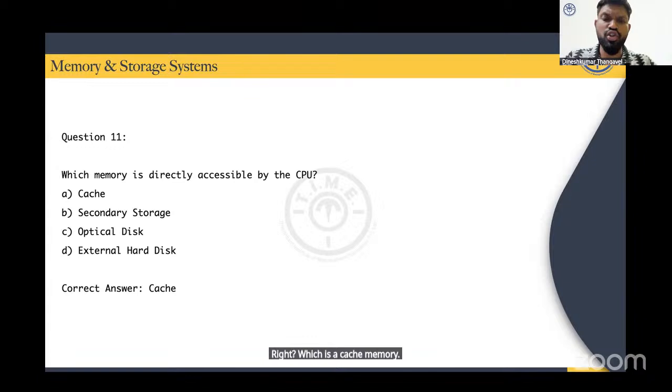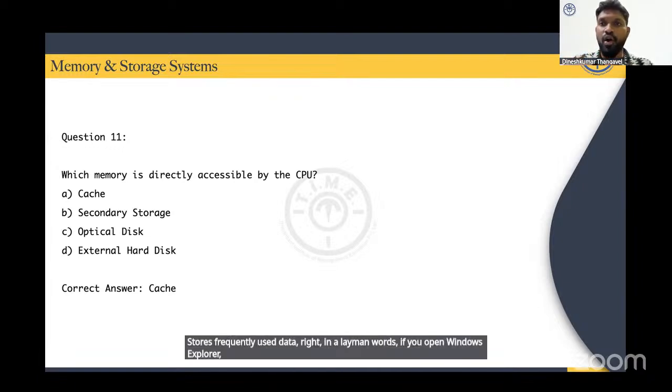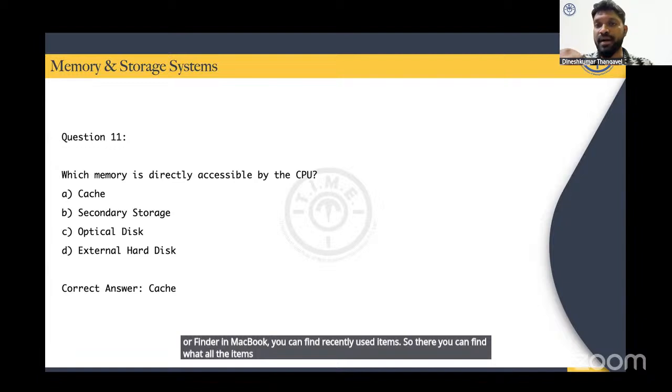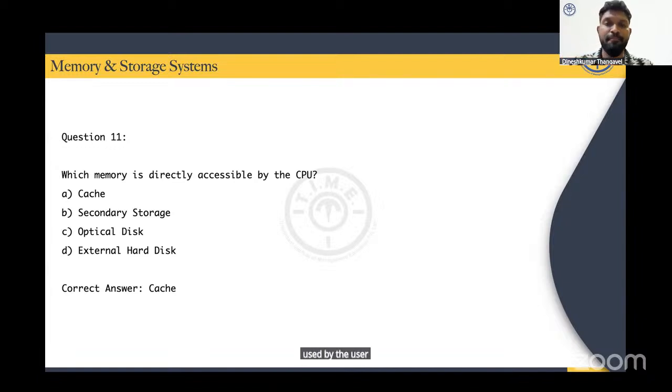It is very close to the CPU and stores frequently used data, right? In layman's words, if you open Windows Explorer or Finder on a MacBook, you can find recently used items. There you can find all the items used by the user very recently, all the documents, right? So it can be achieved with this cache memory.